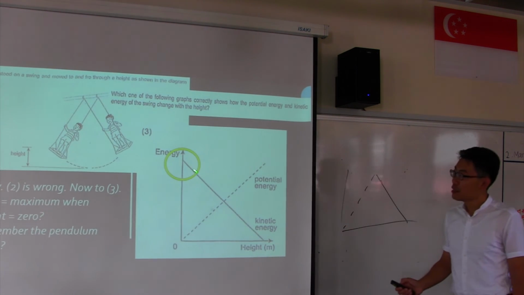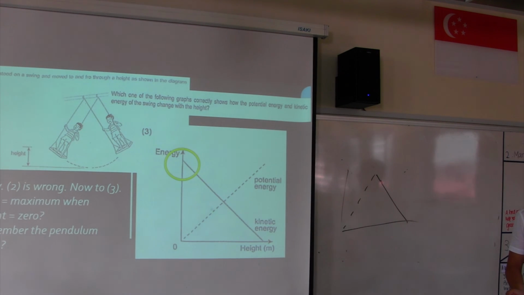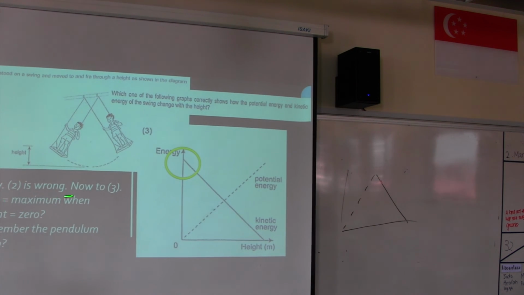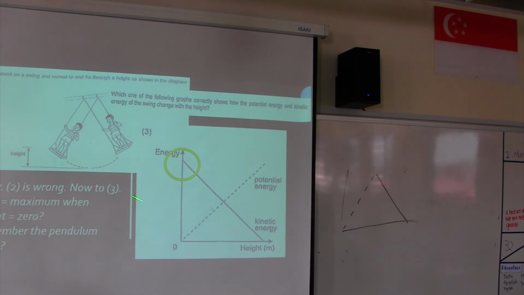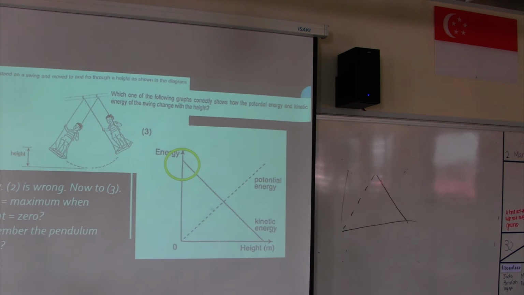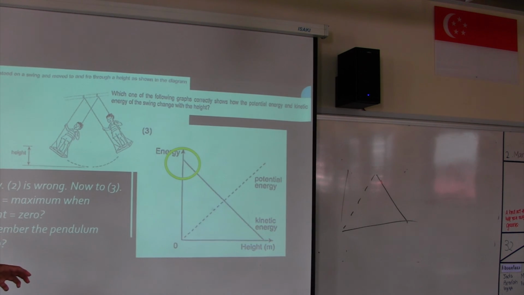Now here, those who chose four, raise your hand. Who chose four can pay a bit more attention. Here it says that, is the KE maximum when height is zero? When height is zero means at the bottom here. Is the KE at the maximum? Remember my pendulum example when I swung the pendulum ball and it hit the beaker right at the bottom? Was it the loudest sound it made compared to when it hit it at the top? Bottom it hit, my whole beaker flew away. It just didn't break on me. Don't remember?